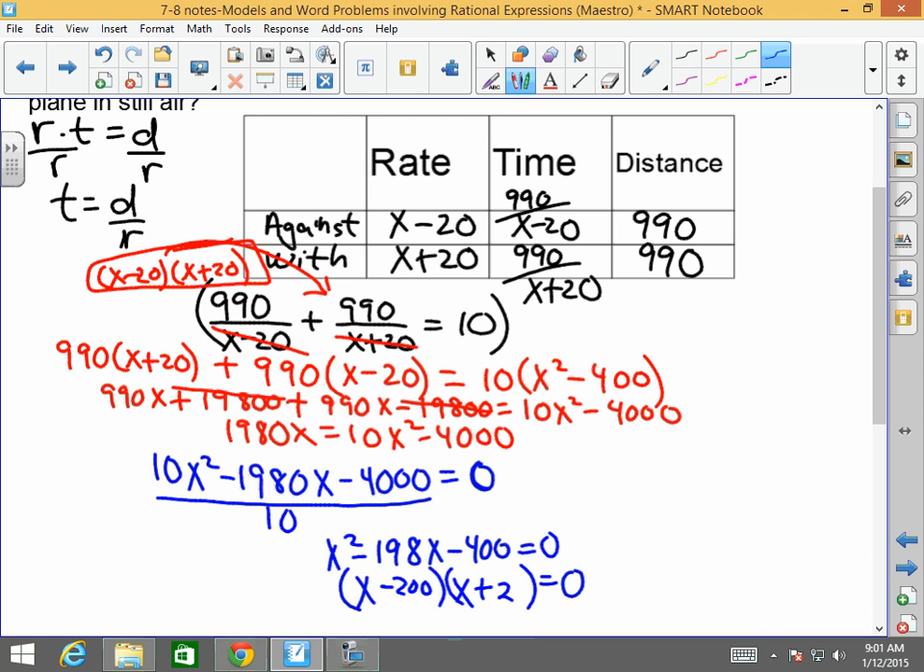So using my zero product property, x will equal 200 or negative 2. But can I go a speed of negative 2? No, that's impossible, right? So that goes bye-bye. So what is the rate of my plane? 200 miles per hour.